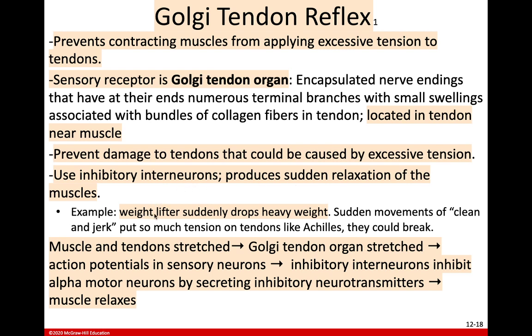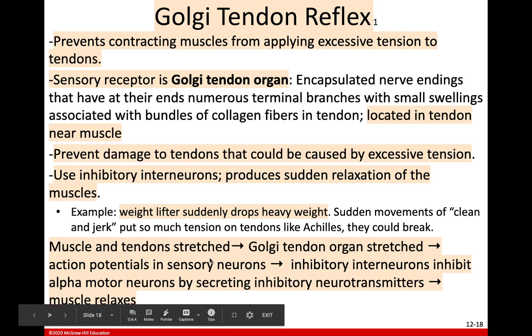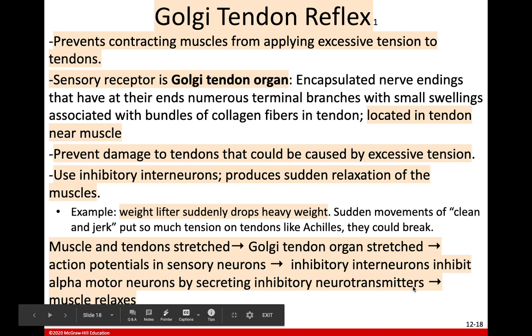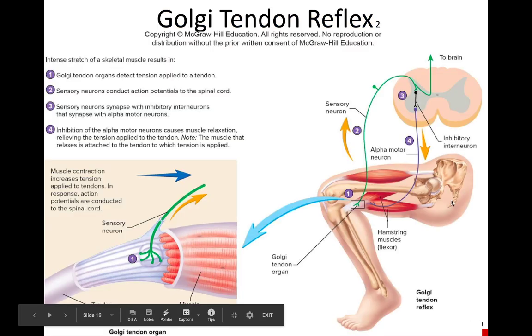Again, like I said, an example is a weightlifter suddenly dropping a heavy weight. So what happens is the muscle and the tendon are being stretched. This stretches the Golgi tendon organ and activates it. It sends action potentials, which is information along sensory neurons, to inhibitory interneurons in the spinal cord, and then these inhibitory interneurons will inhibit the alpha motor neurons that are innervating that's a somatic motor neuron, again, innervating your skeletal muscle. It will secrete inhibitory neurotransmitters, and this will cause the relaxation of the muscle.